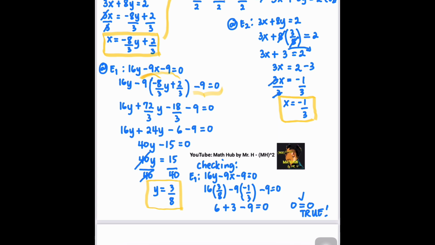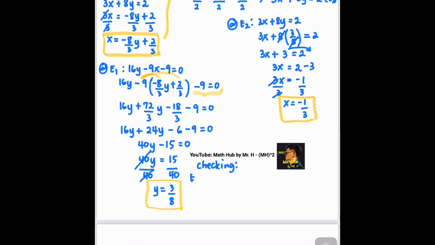Okay, let me erase this. All right, now for equation 2, which is 3x plus 8y equals 2. You can also use the original equation, 6x plus 16y equals 4, but then again, the numbers there are bigger, so might as well use the reduced one. All right, so same thing. We plug in the values of x and y to this equation and check if the equation is true.